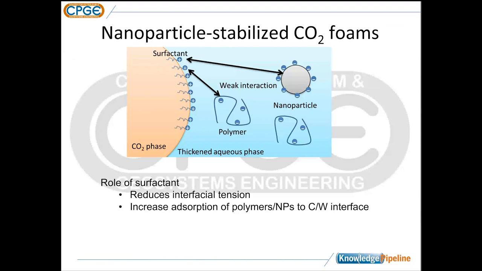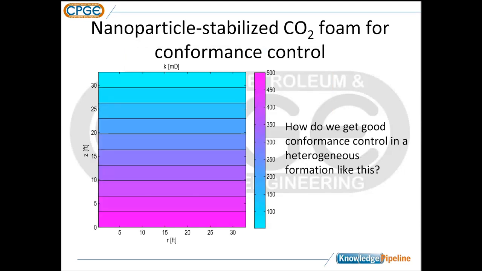So next, I'd like to talk about some of the work we've been doing with nanoparticle-stabilized carbon dioxide foams. This is a little bit different from the emulsions, although it works in a similar fashion. The way that the foams work is that we have the nanoparticles present in the aqueous phase, and then we have the CO2 phase here. And through the combination of the surfactants and the nanoparticles, we get pretty good ordering of the polymer and the nanoparticle at the surface of the CO2 phase, which helps hold the interface fairly stable.